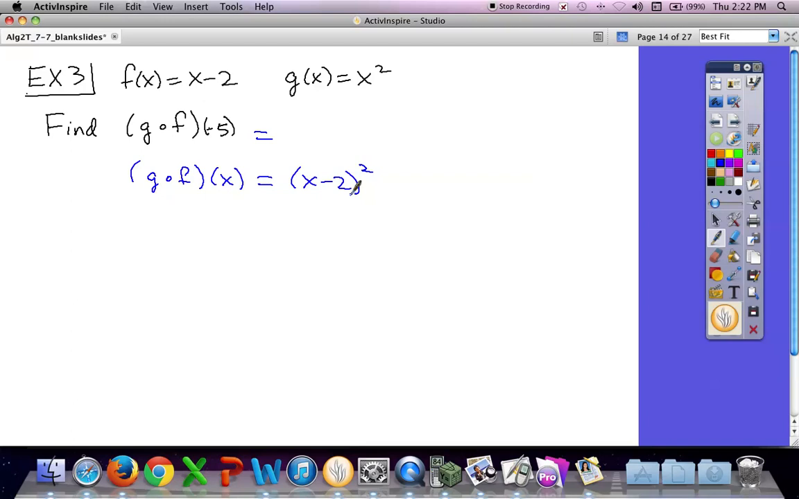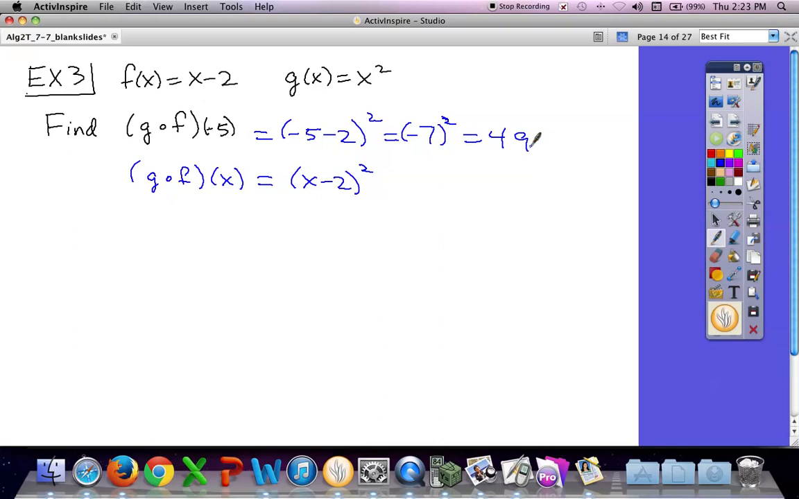You plug the negative 5 in the place of x. So it's (negative 5 minus 2) squared, which is negative 7 squared, which is 49. So if you've already found the composition function, then you could plug in and find it.